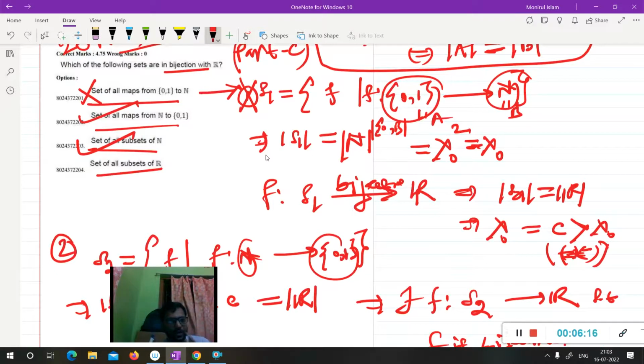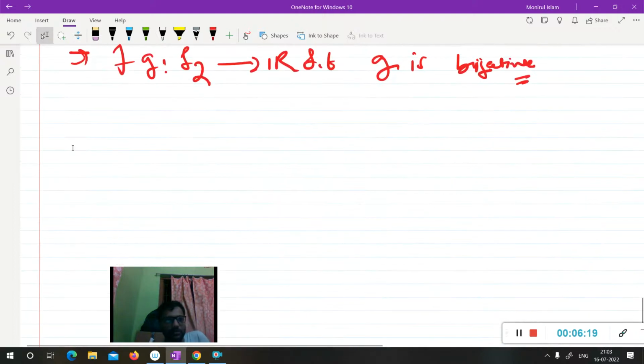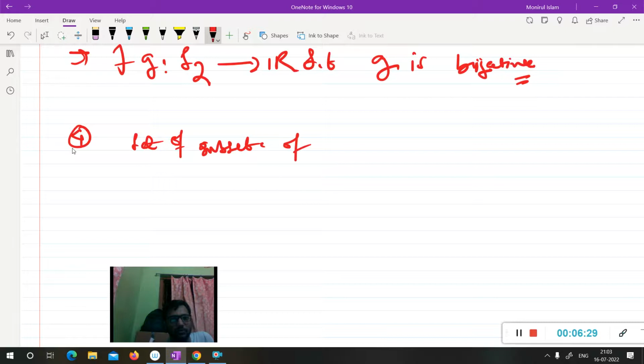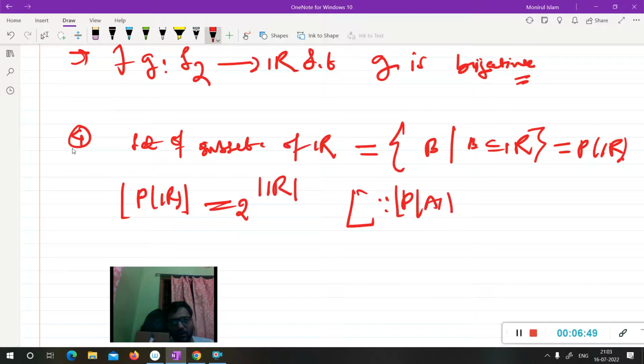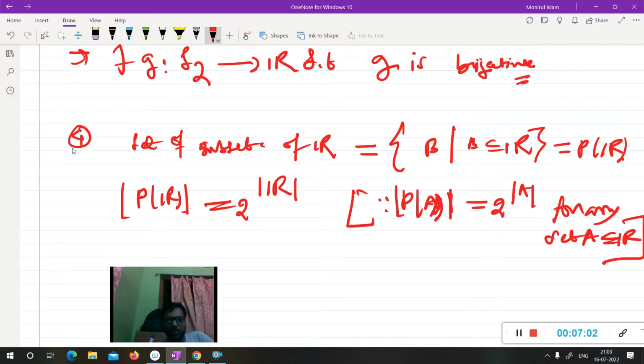Now, the set of countable subsets of R. Is it bijective with R? You have to compute its cardinality. The set of all subsets of R, that is, all B such that B is a subset of R, is nothing but the power set of R. For any set A, the cardinality of the power set of A is 2 power the cardinality of A.